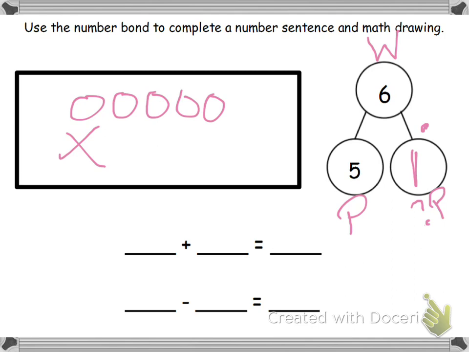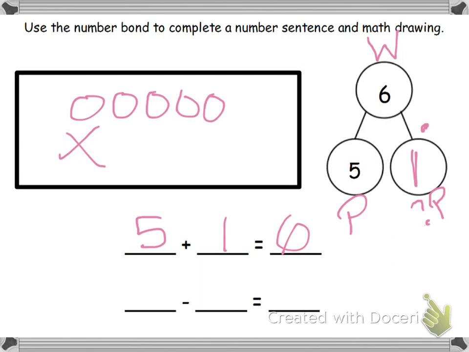So now let's look at this addition sentence down here. We know that for addition, we put our parts hugging that plus sign, and then the whole is by the equal sign. So we know that our two parts are 5 and 1. So 5 plus 1, and we know our whole is 6. So 5 plus 1 equals 6.